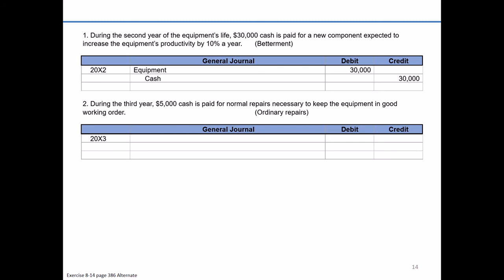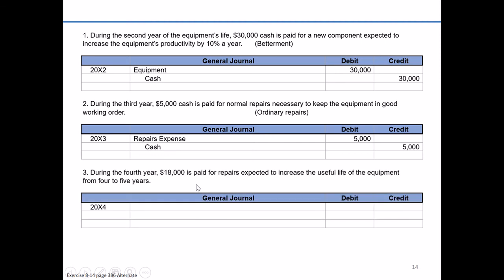Just like your vehicle, that would be an oil change or rotating your tires. Just keep that vehicle in good operating condition. This is considered an ordinary repair or revenue expenditure. In that category, we debit an expense account. So we're going to debit something like repairs expense for $5,000, also crediting cash for $5,000.